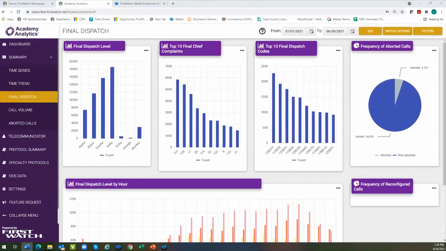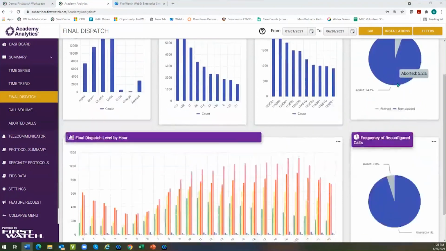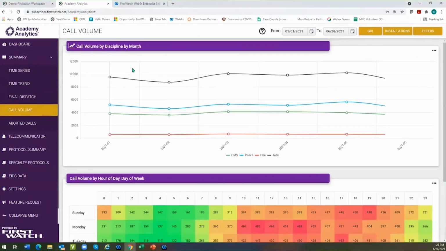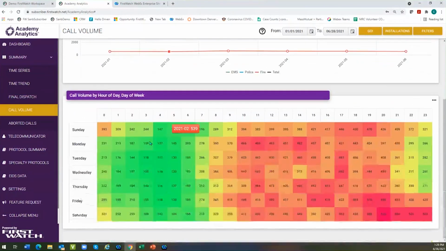In final dispatch, here you can see the final dispatch levels, your top 10 final chief complaints, top 10 final dispatch codes, frequency of aborted calls, frequency of reconfigured calls, and your final dispatch level by hour. Within call volume, you can see your call volume by discipline by month. Also, the call volume by hour of day and day of week.